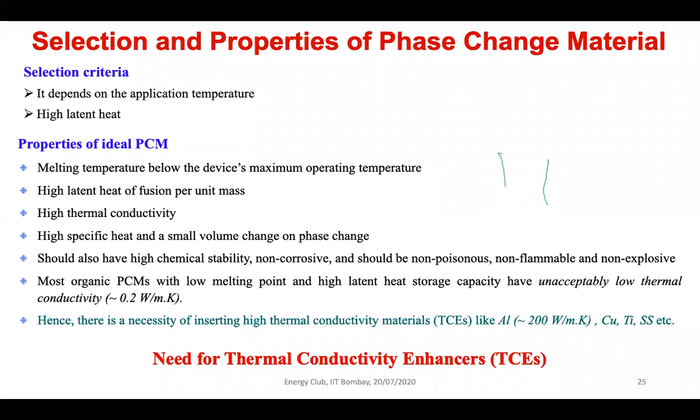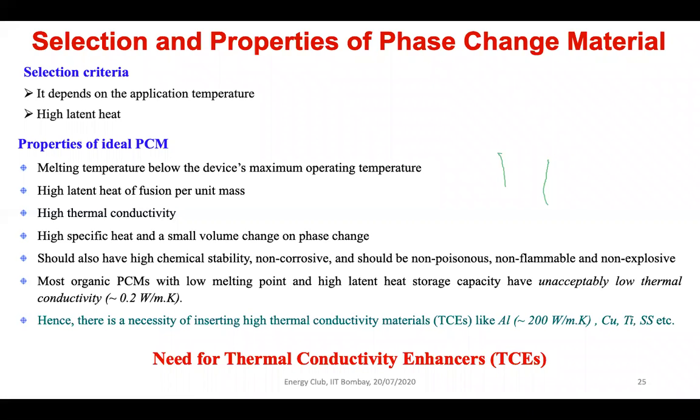If we are able to improve the thermal conductivity, then we can exchange heat between the heat transfer fluid and this material efficiently. Otherwise, there will be very high thermal stratification inside this material. That's why it requires very high thermal conductivity materials to be inserted, like aluminum, copper, stainless steel. We insert this type of material.